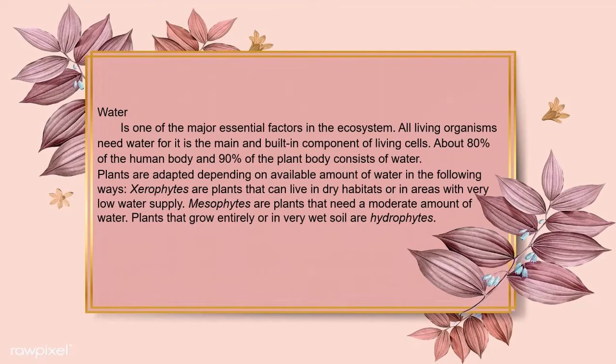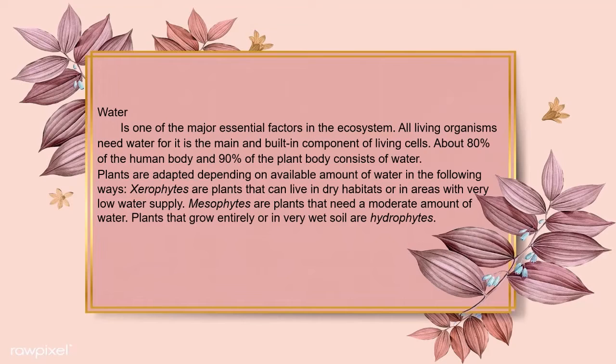Next we have water. It's one of the major essential factors in the ecosystem. All living organisms need water, for it is the main and built-in component of living cells. About 80% of the human body and 90% of the plant body consist of water. Plants are adapted depending on available amount of water in the following ways.